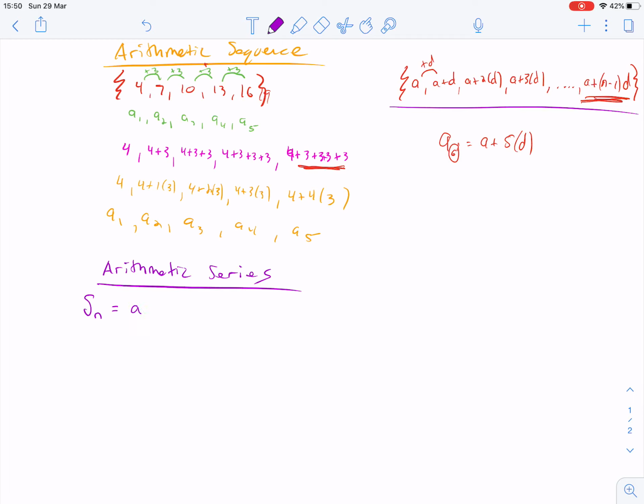We do A plus A plus D. Let's spread that out a little bit better. A plus D plus A plus 2D plus A plus 3D plus so on, so on. And then what would our final term be again? It would be A plus n minus 1 D. So we would add all those together. That would be an arithmetic series.